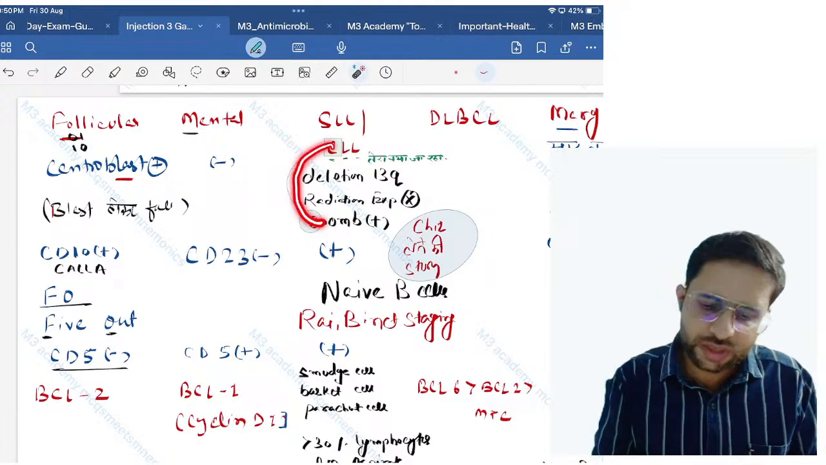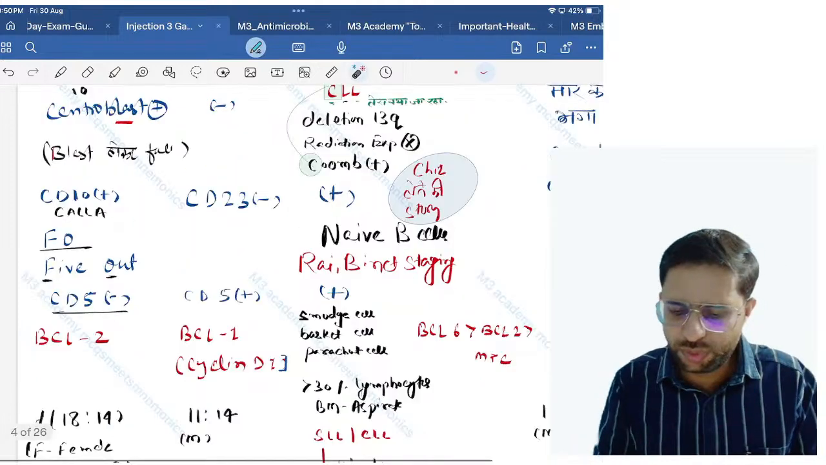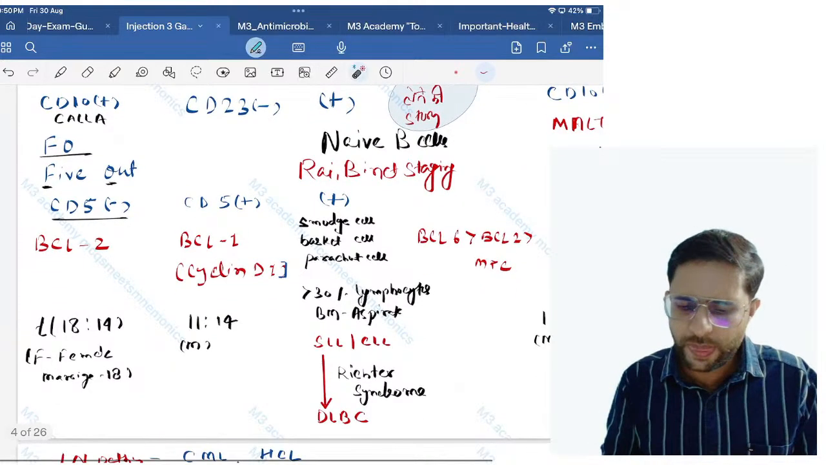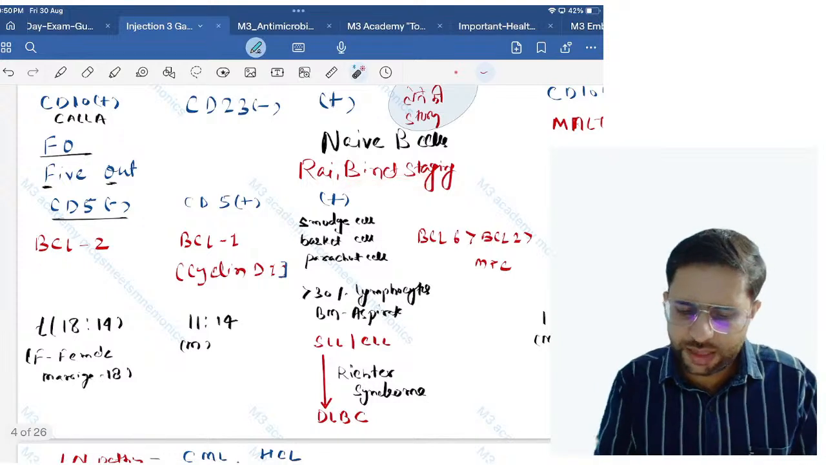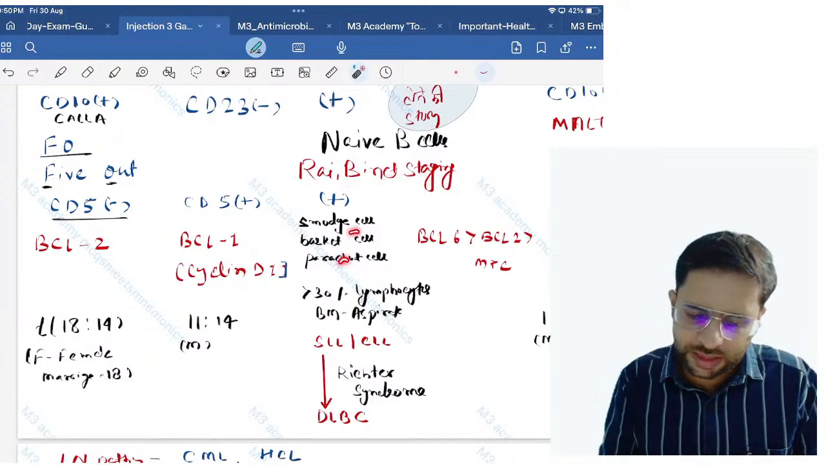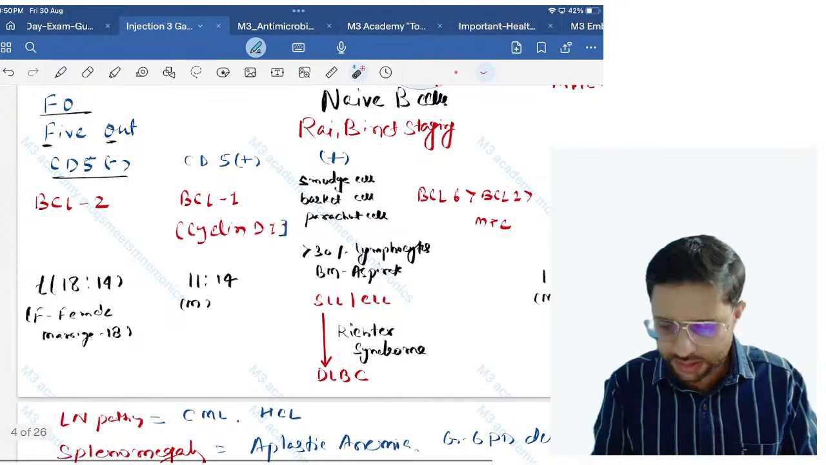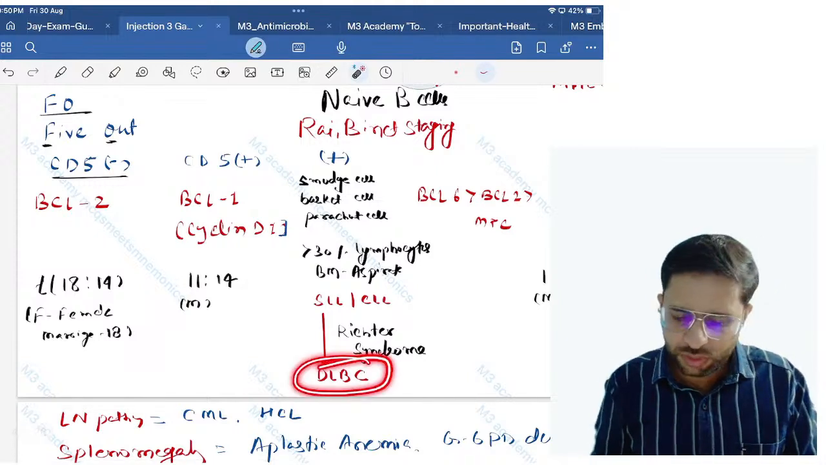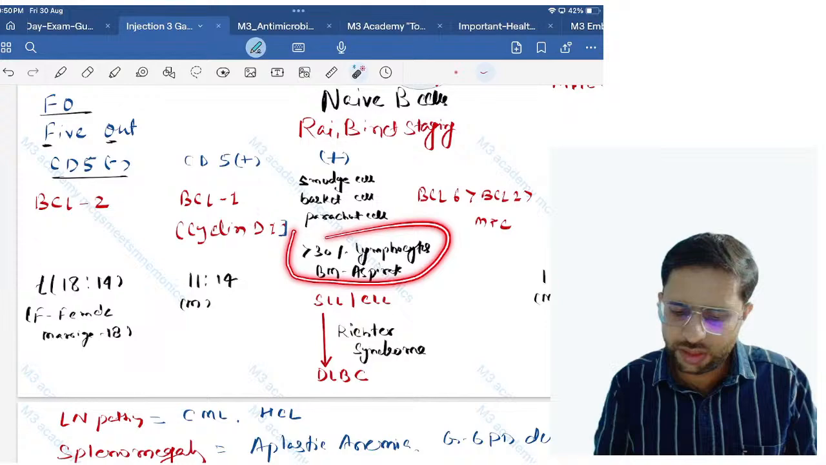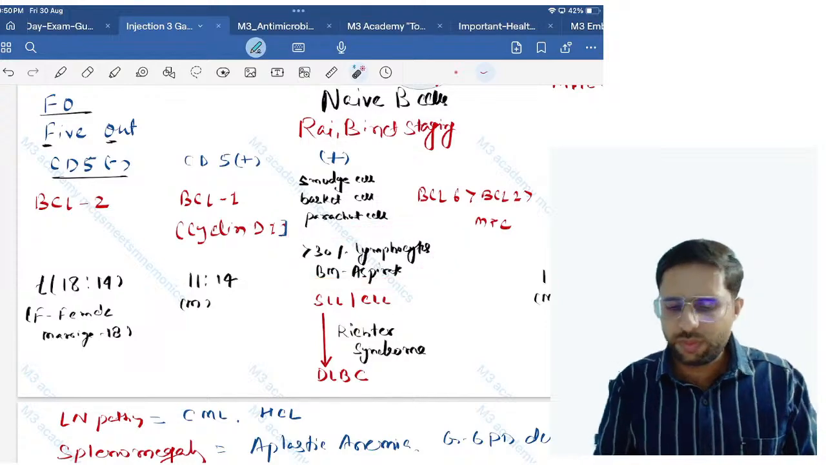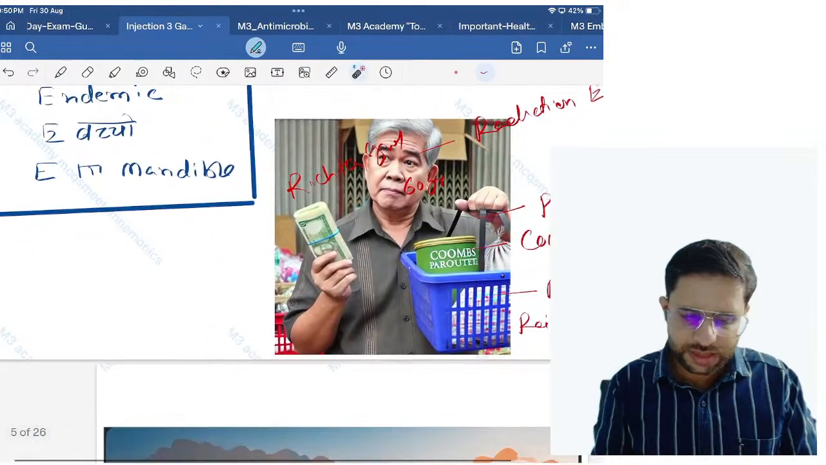C for CLL, C for Coombs positive. Yes, and this is naive B cell, and Rai and Binet staging is used, and there are smudge cells, basket cells, and parachute cells present. And when it becomes DLBCL, we call it Richter syndrome, and there are more than 30% lymphocytes in the bone marrow aspirate. Yes, so we will see the mnemonic story for this.